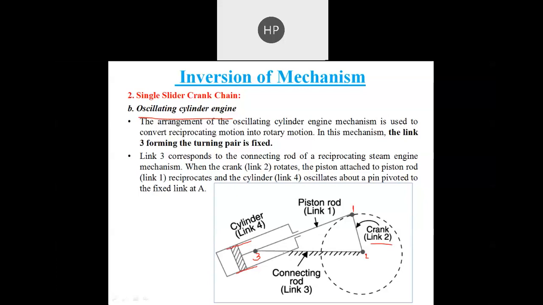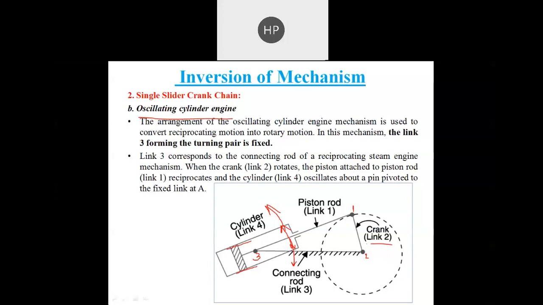Okay, so according to that the cylinder may oscillate about its pivot point. In this case the cylinder will reciprocate in this direction or in this direction, and that's why it is known as an oscillating cylinder engine.